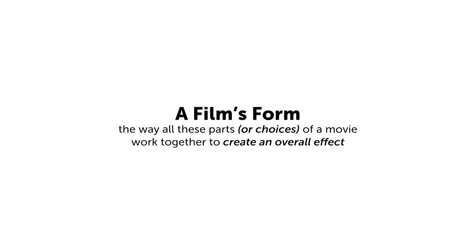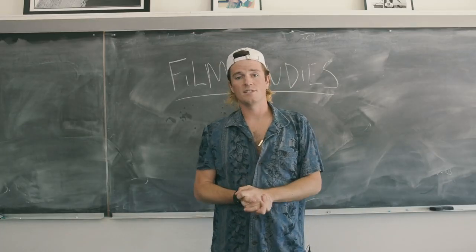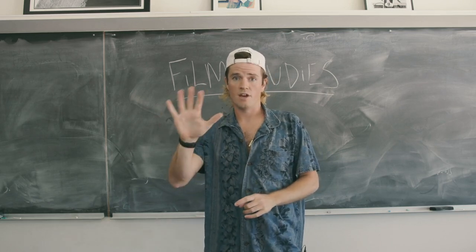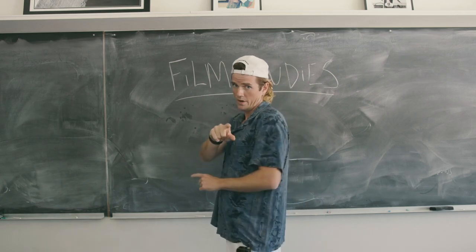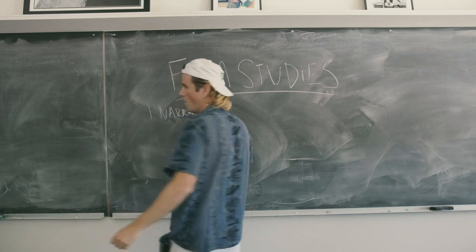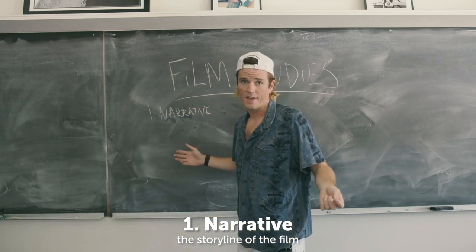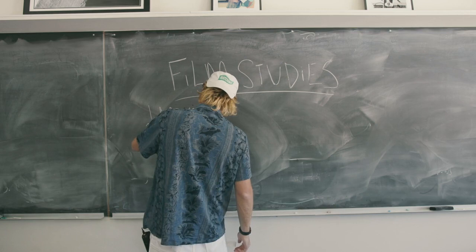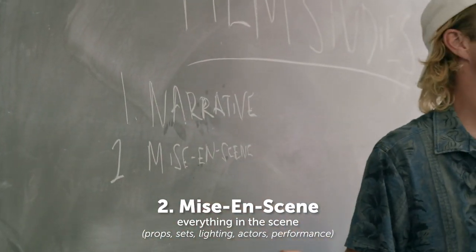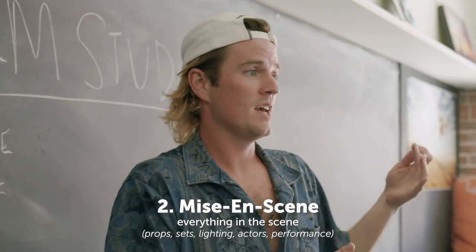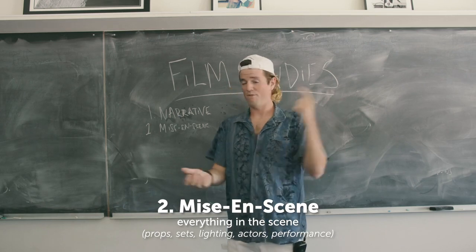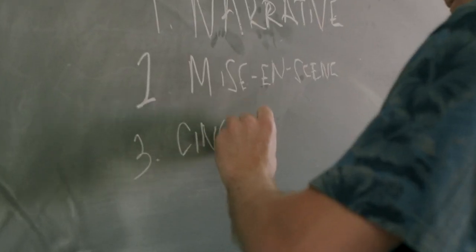While there are an infinite number of choices that a filmmaker can make at any given time, they all fall into these 5 general categories. This is the key point right here. Number 1 is the narrative. You guys already understand what that is, but it's the story. Number 2 is mise en scène, which is a French term that means everything in the scene. Props, sets, lighting, actors, performance, all that good stuff.